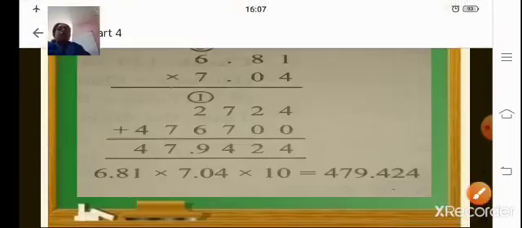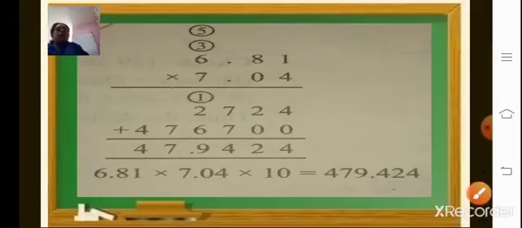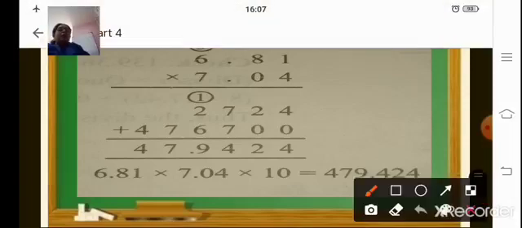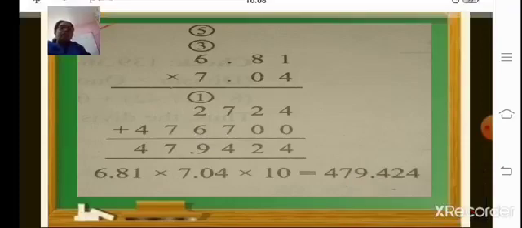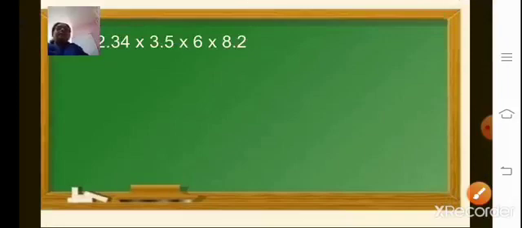Yes, the working of this is shown here in the slide. 47.9424, after you multiply it by 10, this decimal point will move to the right side one place because we have to multiply it by 10. So your final answer is 479.424. Coming to the next sum.